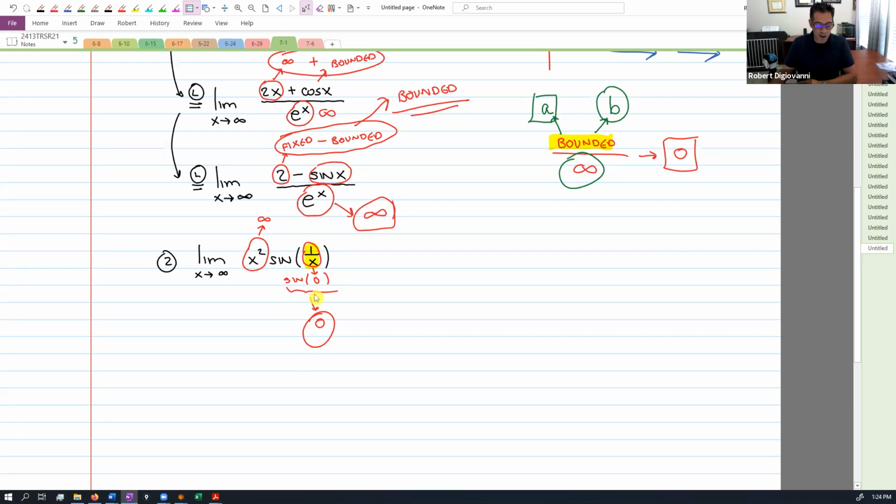So sine of 1 over x is headed to 0. The x squared is headed to infinity. And that means we have this form of infinity times 0. And that is one of our indeterminate forms. That's something that we cannot tell.